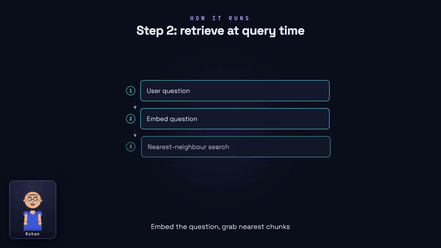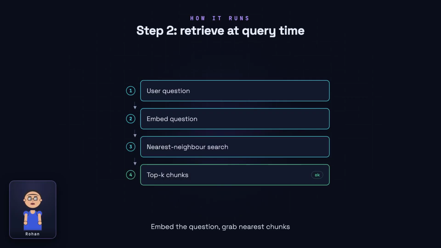At query time, we embed the incoming question and search the index for the nearest vectors. We keep the top K, say the 3 or 5 closest chunks. Top K is your budget knob. More chunks means more grounding, but also more tokens, more latency, and more cost.